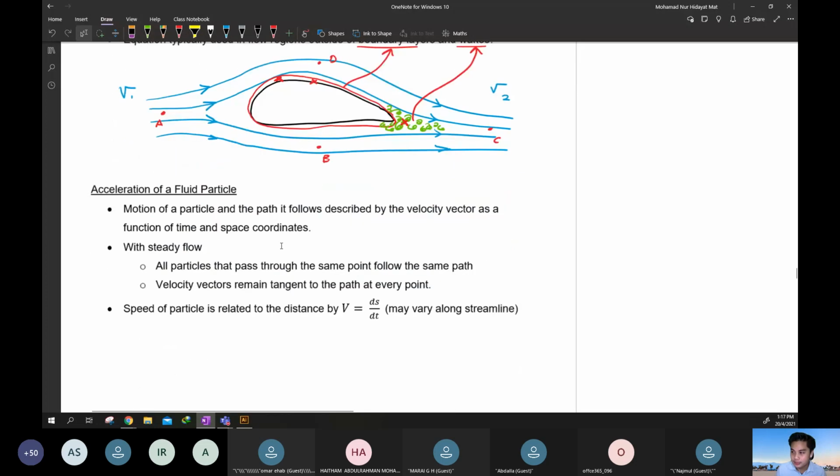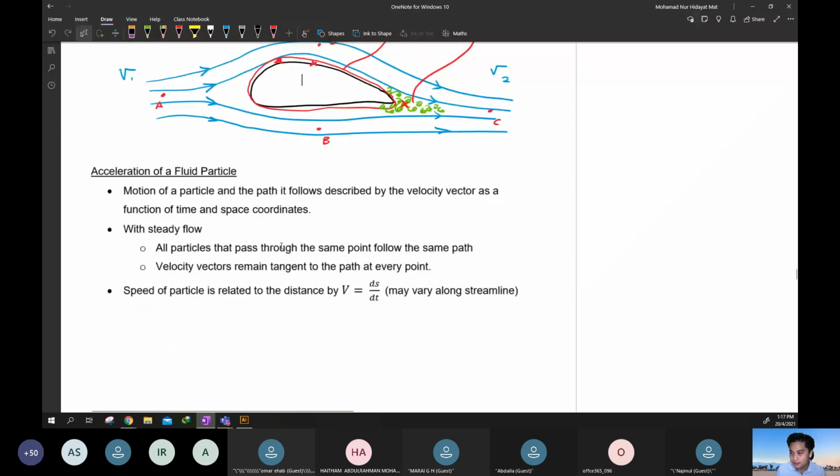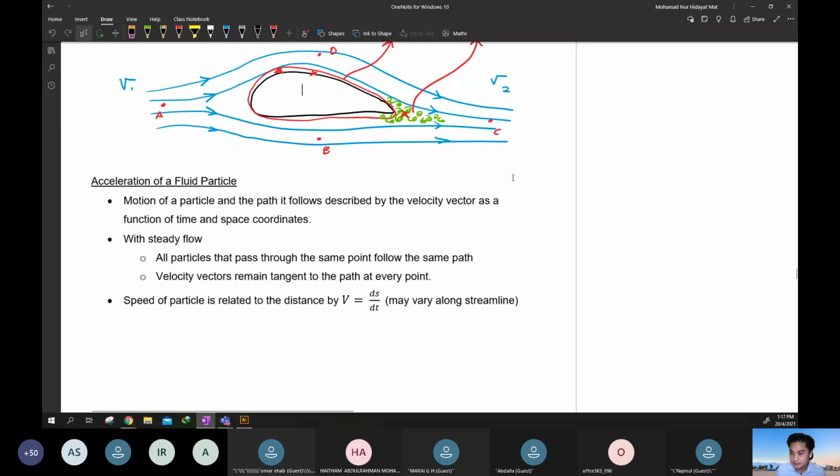Alright. So, acceleration of fluid particle. Definitely when there is a flow, there is velocity as well as acceleration. The motion of a particle and the path it follows are described by the velocity vector as a function of time and space. Remember, this is the Eulerian description. We have the velocity as a function of time and space, which is the coordinates x, y, and z. Now, with steady flow.